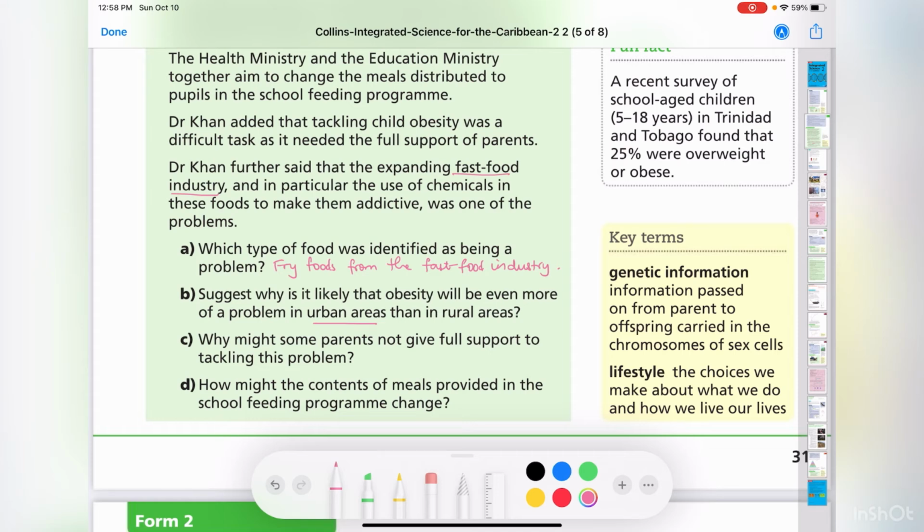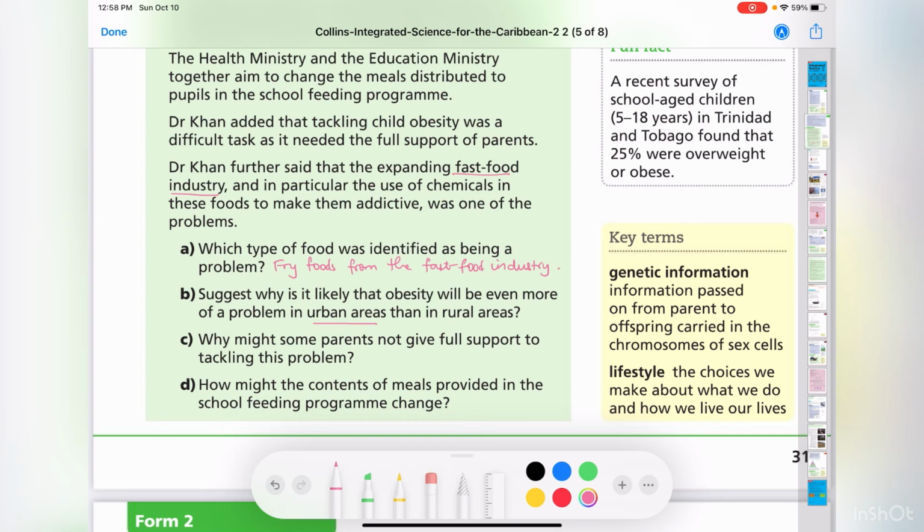Why might some parents not give the full support to tackling this problem? Right? A lot of people may not want to, well, their kids may not like the type of food that is in the school feeding program. Fast foods, because of their chemical additives, and fry food in general, it's highly addictive. So parents might be opposed to it because some of their kids might want to eat the healthier, more nutritious foods, right? Any other suitable answer that you give will be considered.